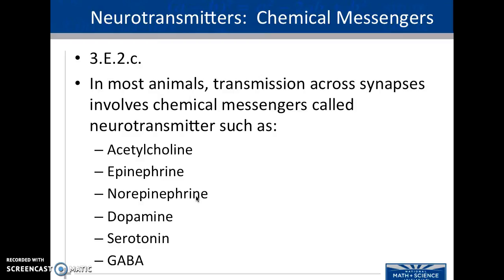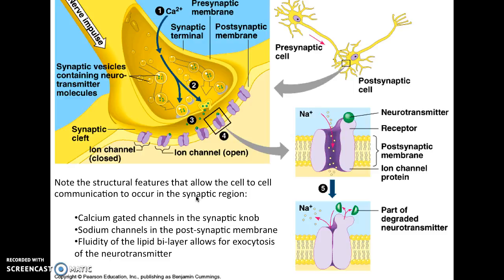In most animals, transmission across that synapse involves these type of neurotransmitters: acetylcholine, epinephrine, norepinephrine, dopamine, serotonin, and GABA. This is a close-up image of what your synapse is going to look like. The axon terminal is almost embedded in the dendrite of the next cell, but they do not touch. Basically, what we need to know is there are 4 or 5 steps involved in this.